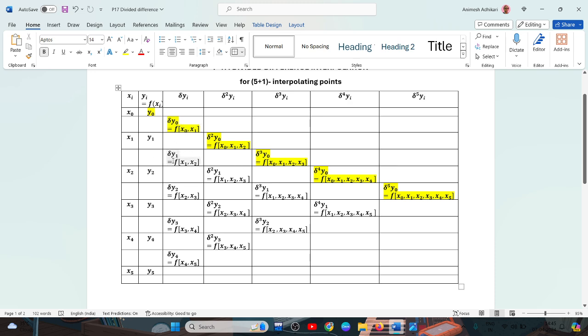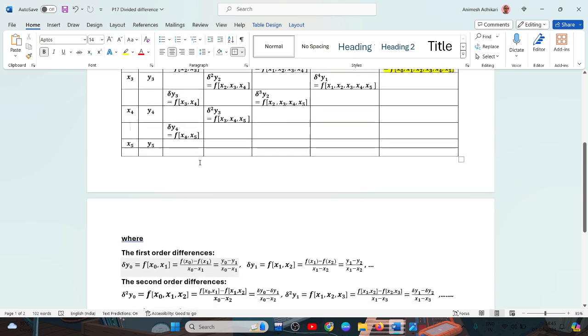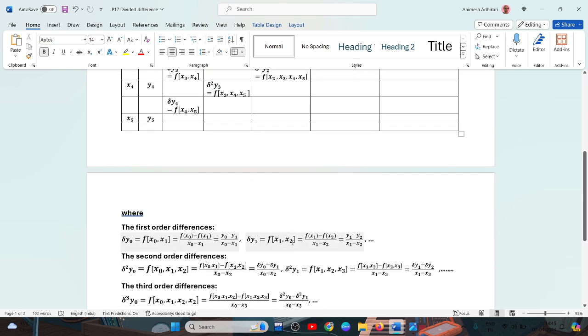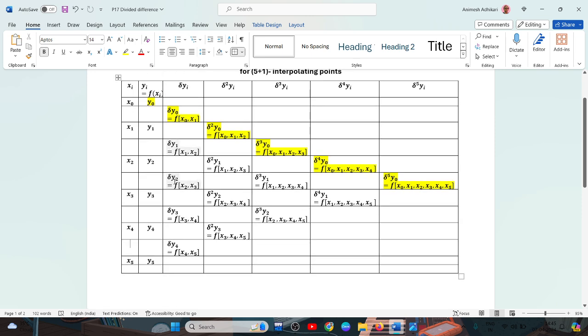Delta y1 is f[x1, x2], that is (f(x1) - f(x2))/(x1 - x2), that is (y1 - y2)/(x1 - x2). Delta y2 is equal to (y2 - y3)/(x2 - x3). Delta y3 is equal to (y3 - y4)/(x3 - x4). And delta y4 is equal to (y4 - y5)/(x4 - x5).